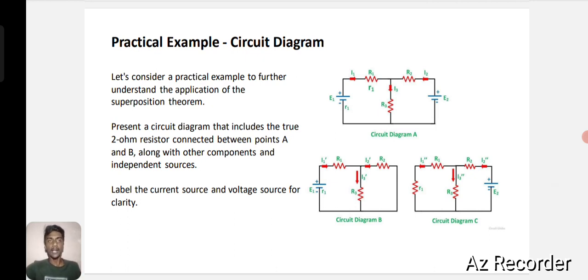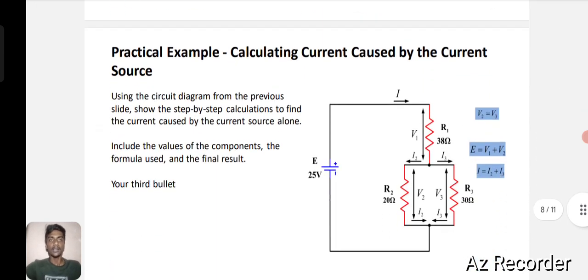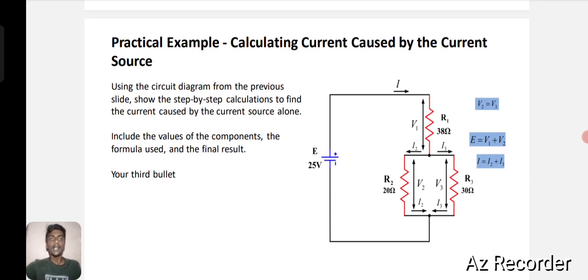Next slide is a practical example circuit diagram. Let's consider a practical example to further understand the application of the superposition theorem. Present a circuit diagram that includes the 2 ohm resistor connected between points A and B along with the components and independent sources. Label the current source and voltage source for clarity. I have also created three diagrams, and we have seen them.